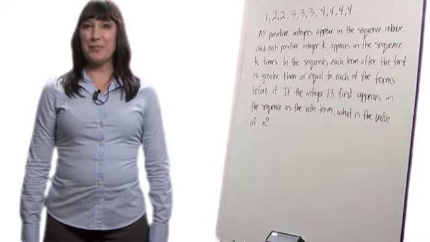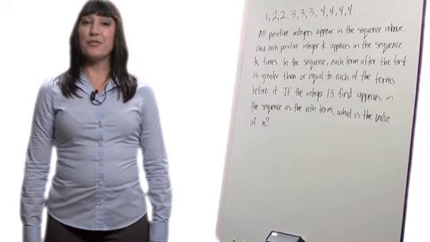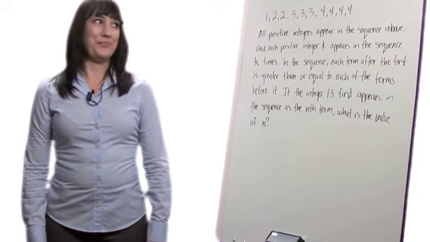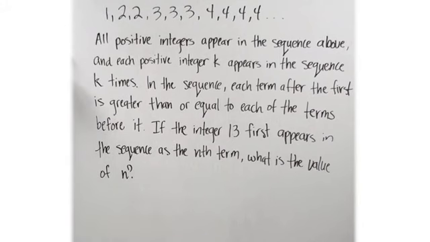Let's look at this extremely difficult grid-in problem and see if we can find a simpler way to do it. It reads, all positive integers appear in the sequence above, and each positive integer k appears in the sequence k times. In the sequence, each term after the first is greater than or equal to each of the terms before it. If the integer 13 first appears in the sequence as the nth term, what is the value of n?